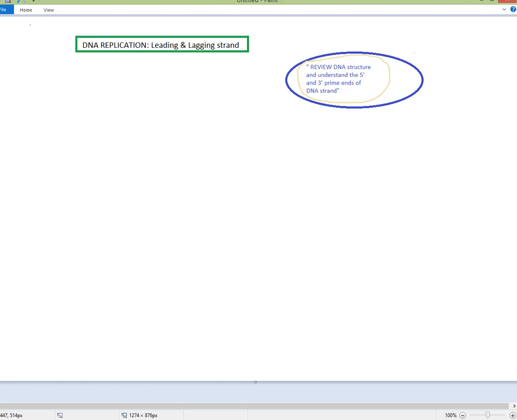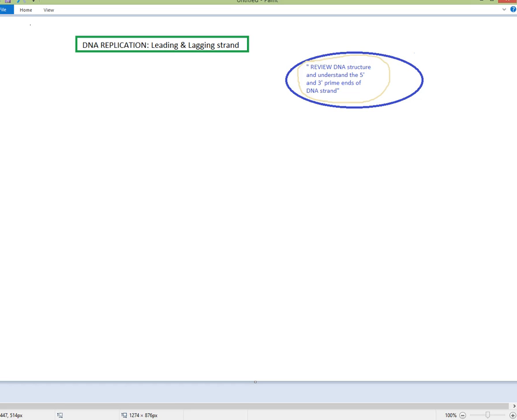So in order to understand that, let's focus on the DNA structure first. Just review the DNA structure, and then we can go to the next step, which would be the 5 and the 3 prime ends of the DNA strand and what it is, because that also gets confusing sometimes. So let's just review that the DNA replicates in the S phase of the cell cycle, and that's the synthesis phase.